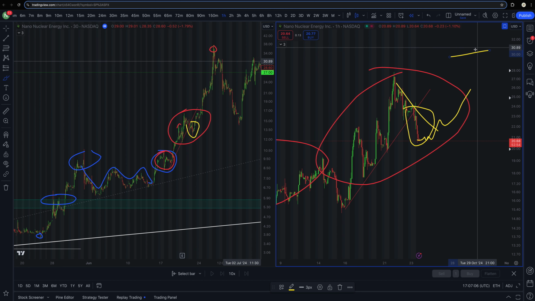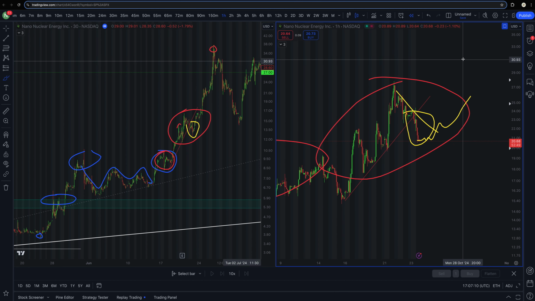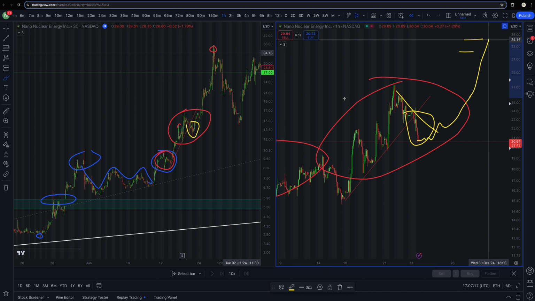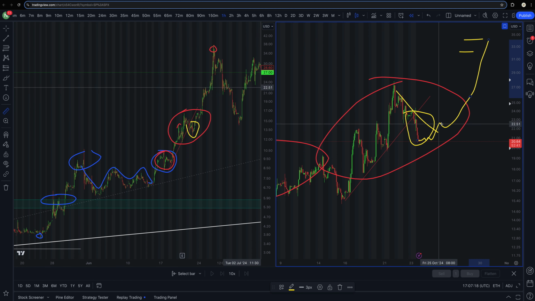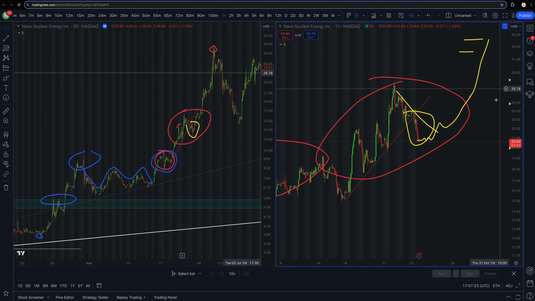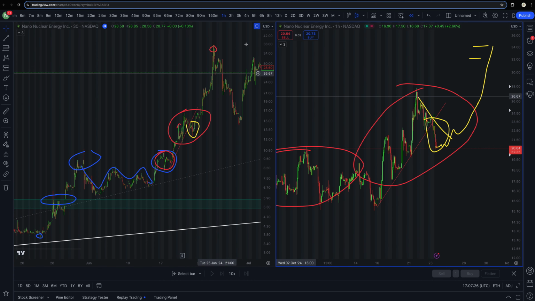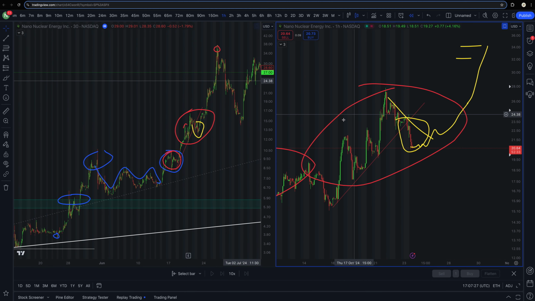possibly the 30 to like, more like 32 to $34 range. So like up here. And we just head all the way up from this bottom, but we would be taking this breakout, which would give us 50% pump in a pretty short amount of time, so the options would be really good on there.